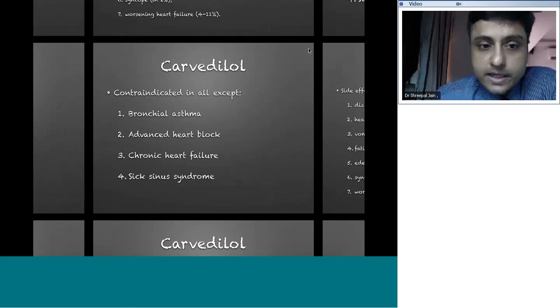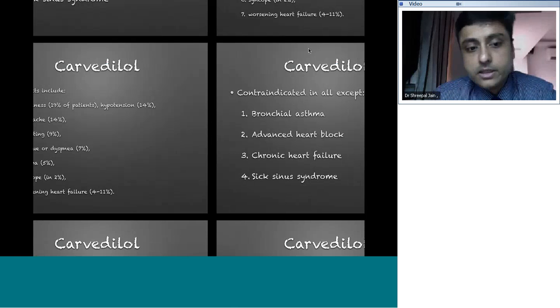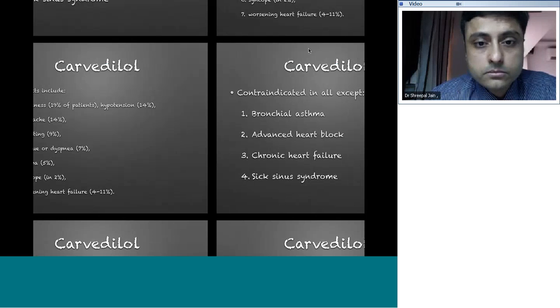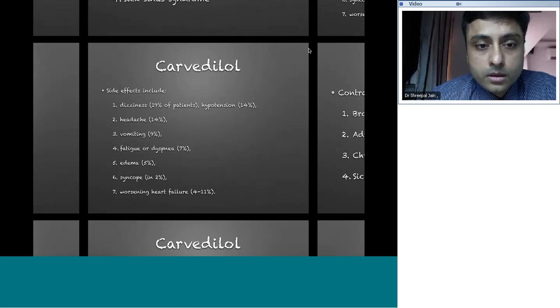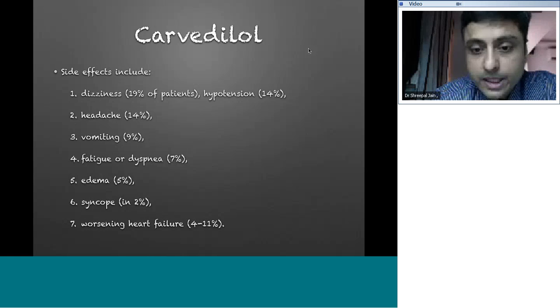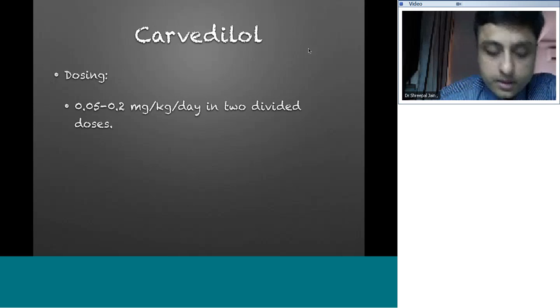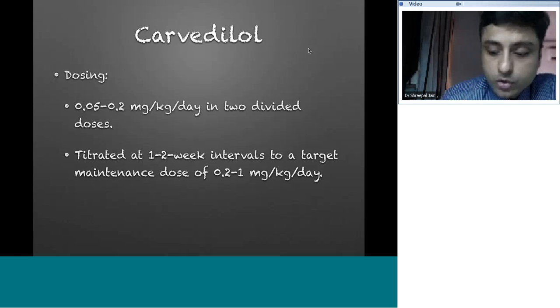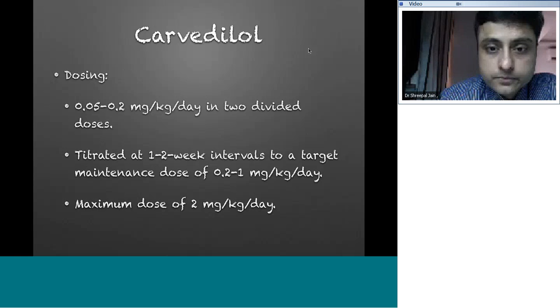So multiple side effects including dizziness, hypotension, headache, vomiting, fatigue, dyspnea, edema, syncope, and worsening heart failure. The dosing, we begin at 0.05 to 0.2 milligram per kg per day in 2 divided doses. It's usually titrated at 1 to 2 week interval to a maintenance dose of 0.2 to 1 milligram. Maximum dose we can give is up to 2 milligram per kg per day.